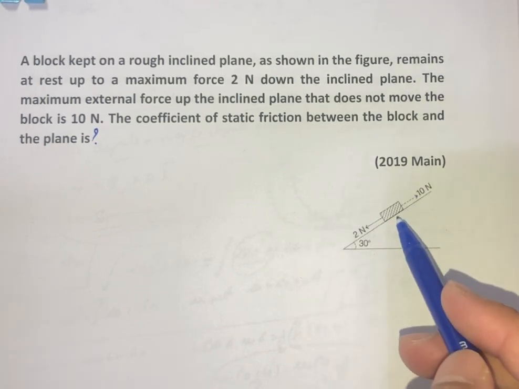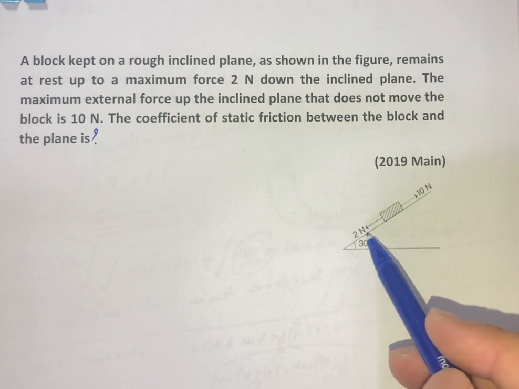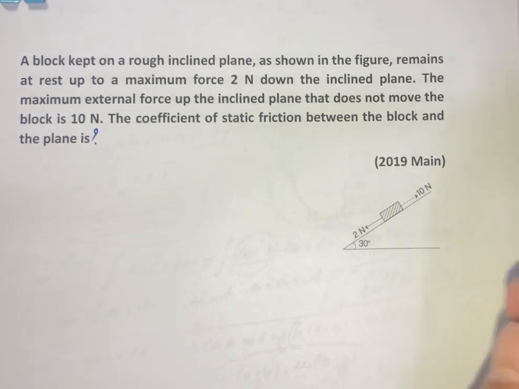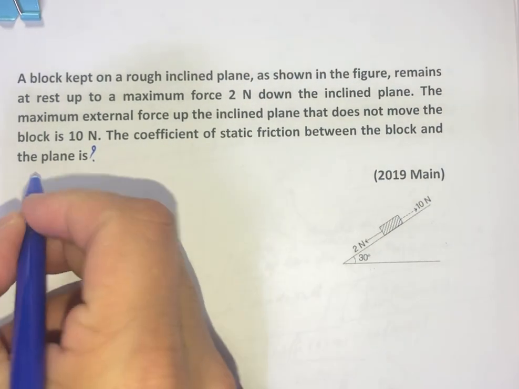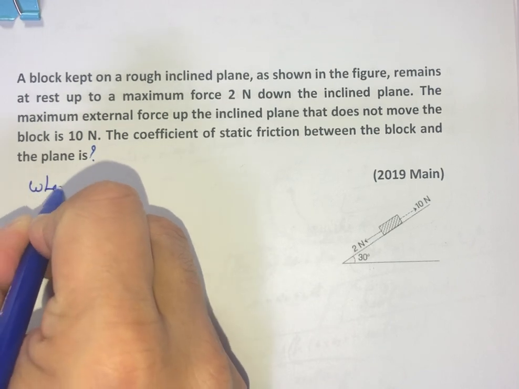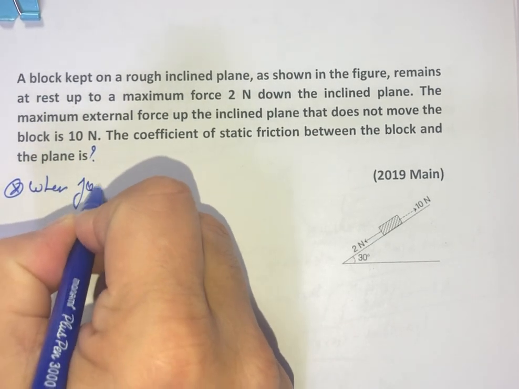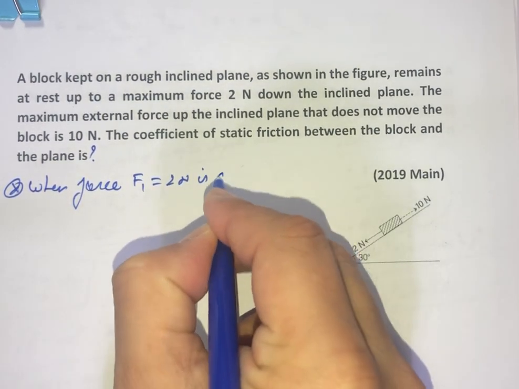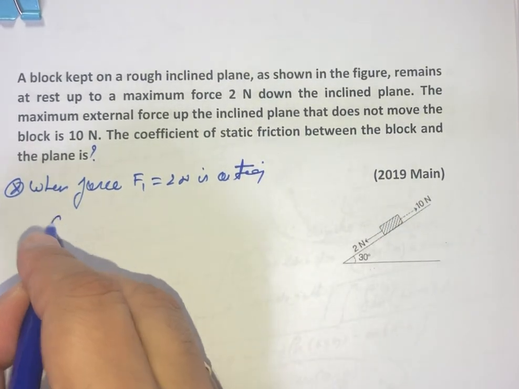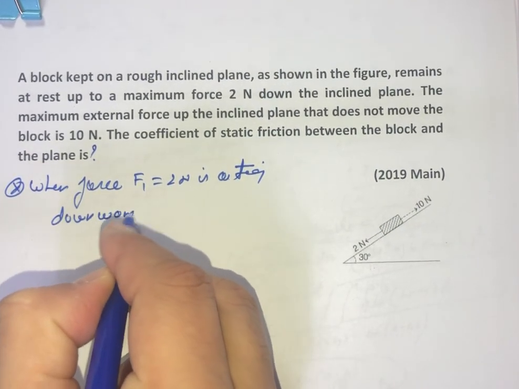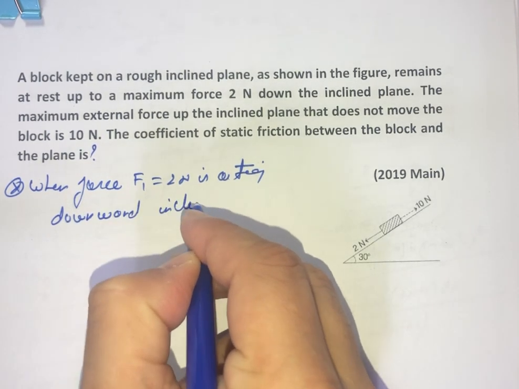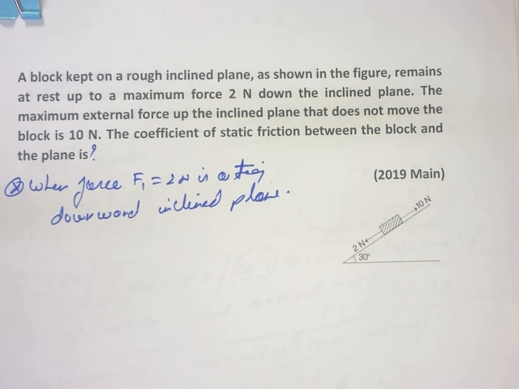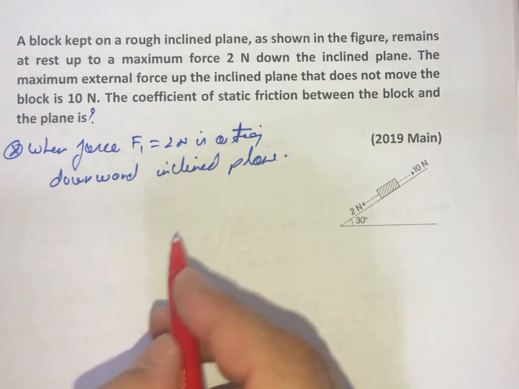So we are going to divide this question into two parts: when only 2 Newton is acting downward, and the second part when only 10 Newton is acting upward. You can say when force, let us suppose that is F1, which is 2 Newton, is acting downward the inclined plane. So let us draw the free body diagram for that, which includes all the forces.